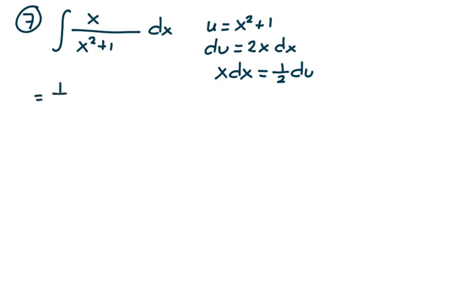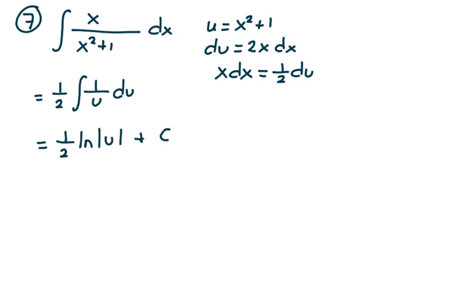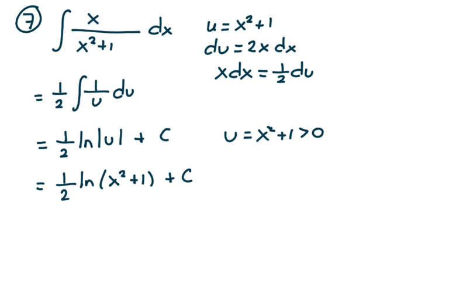And so this is 1/2 the integral of 1 over u du, which is 1/2 natural log of the absolute value of u plus some constant c. But u is x squared plus 1, which is always positive, right? So we can write 1/2 natural log of x squared plus 1 plus c. That's number 7.